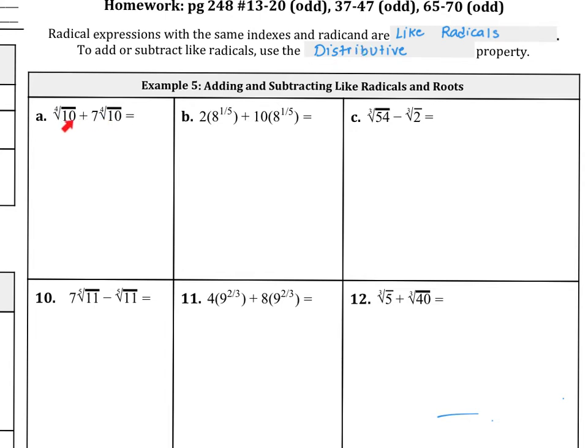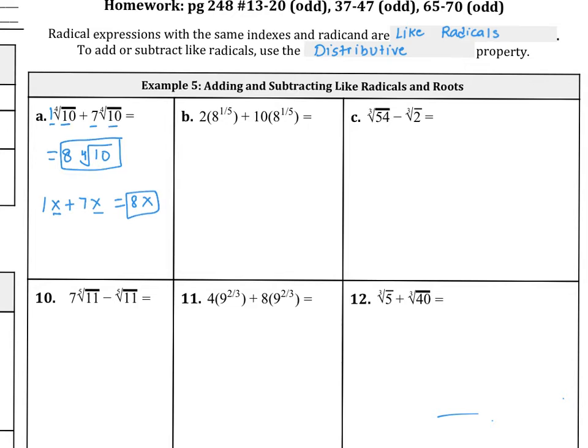In order to add these, you assume that there is a 1 in front of it. So you're going to add the front numbers, that's going to be 8, and this radical remains the same, that is the 4th root of 10. It's similar to 1x plus 7x, which is 8x. But that x has to be exactly the same in both of them.